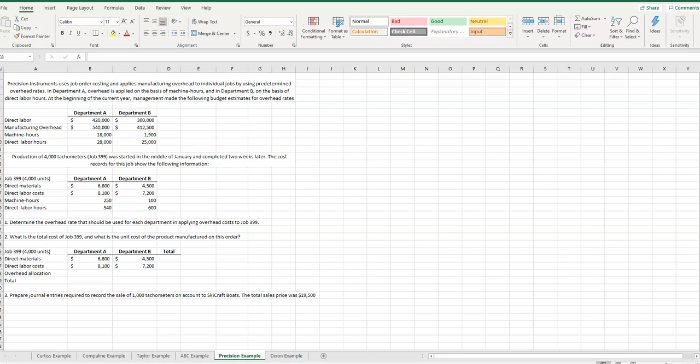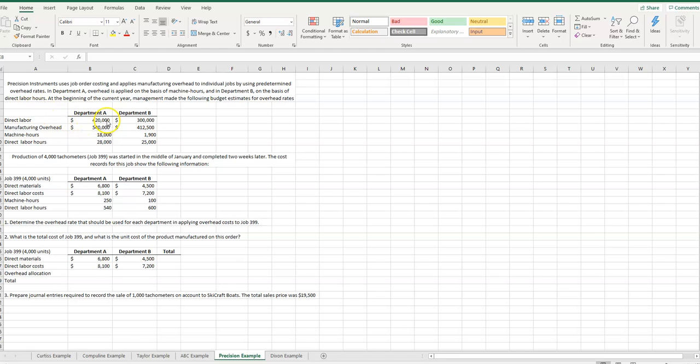In this example, we're going to look at departmental overhead rates and apply them to a specific job being finished. So the first thing it asks us to do is determine the overhead rate that should be used for each department in applying overhead costs to jobs. We see up here that in Department A, overhead is applied on the basis of machine hours, and in Department B on the basis of direct labor hours.